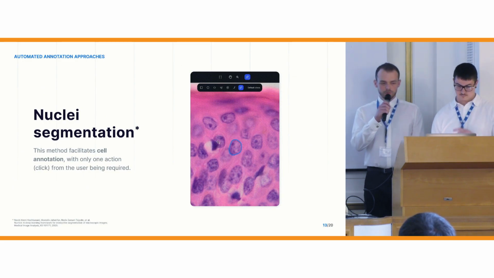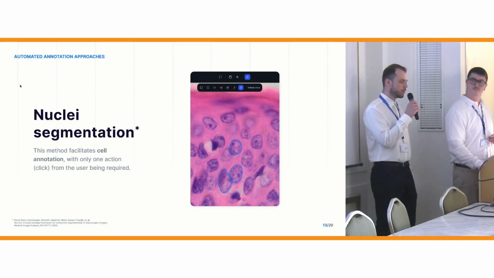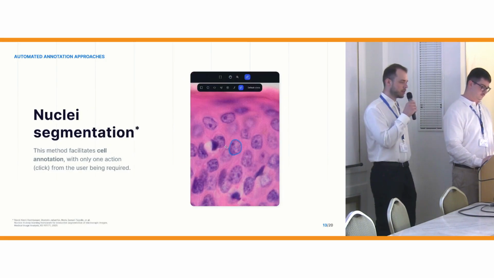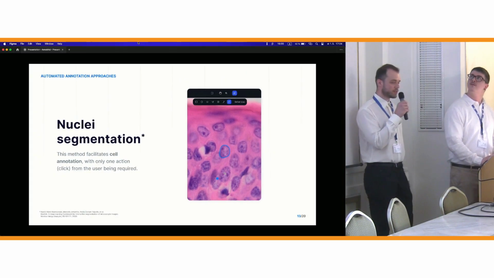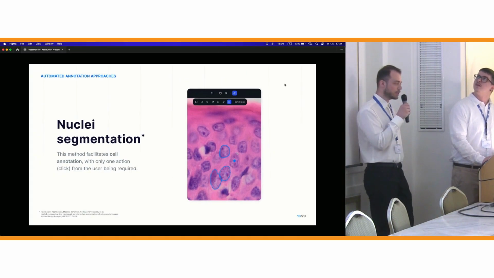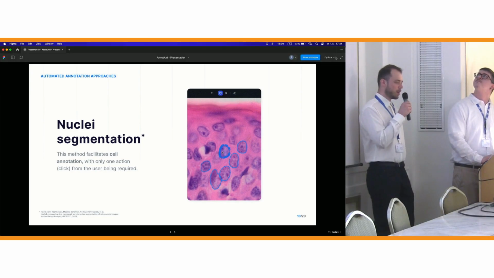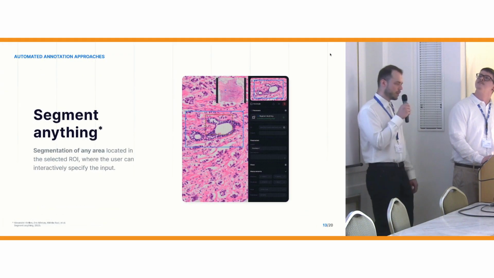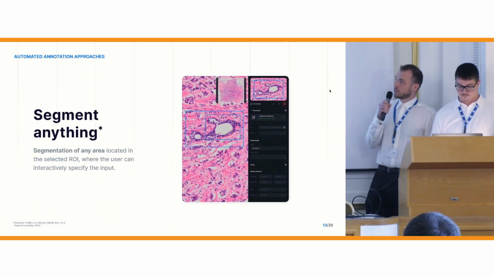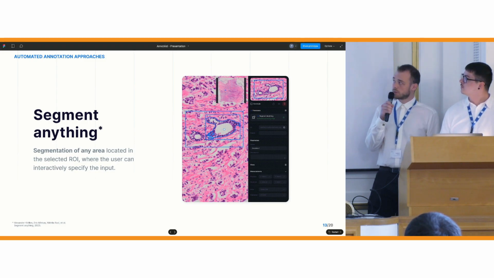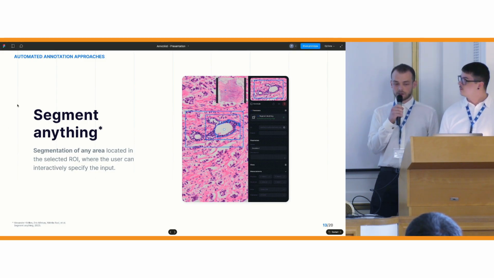NuClick model is used for single-click cell segmentation. We obtained the weights from the NuClick GitHub repository. The prediction outcome is a segmentation map, which is subsequently adjusted using various post-processing techniques aimed at enhancing the segmentation map quality. And then the segmentation map is converted into the polygon of points, which are then transmitted to the annotation tool.